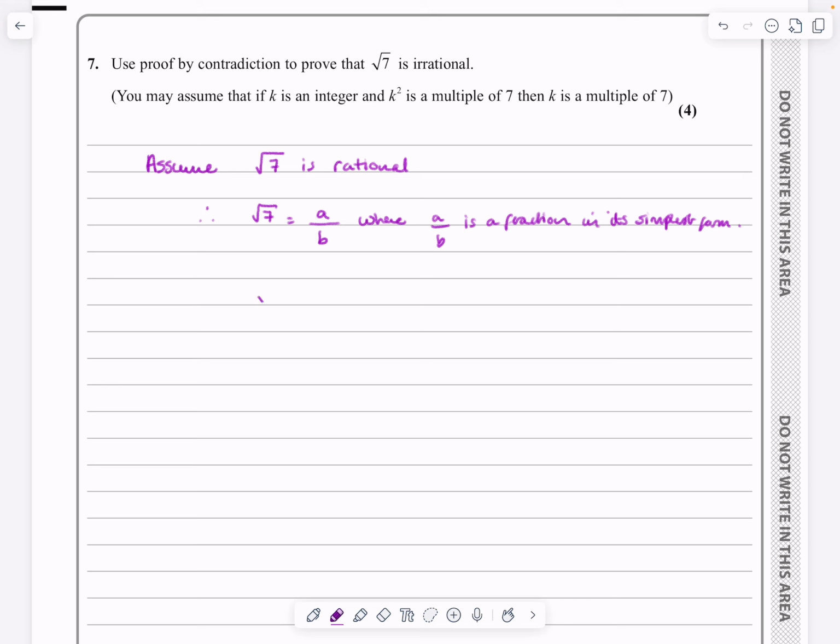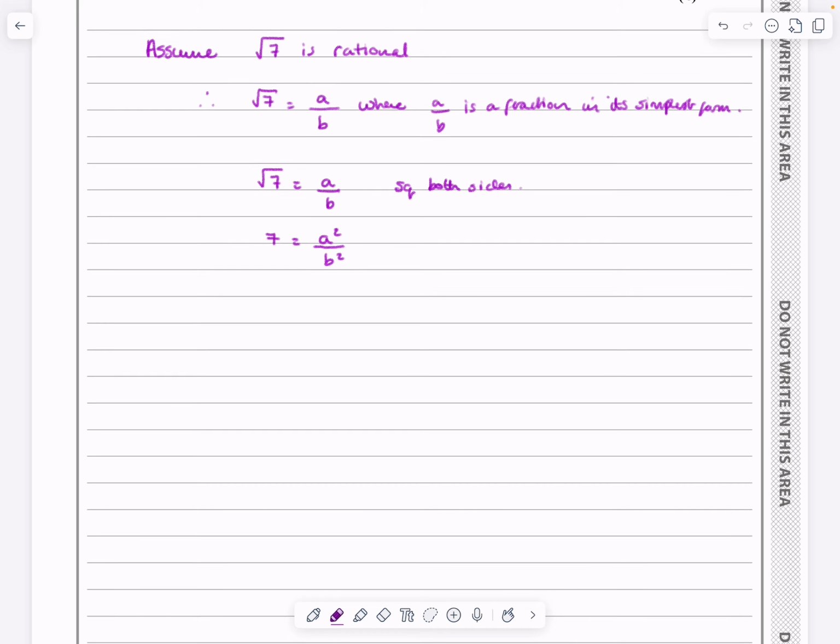So if root 7 equals a over b, I want to get rid of that square root, so I'm going to square both sides. As I said, I'm going to go through a mathematical process. This time, it's squaring both sides to start off with, which gives me 7 is equal to a squared over b squared. And then we can take the b squared up and say 7b squared is equal to a squared. So at this point we can say if a squared is equal to 7b squared, then this shows me that a squared is a multiple of 7.